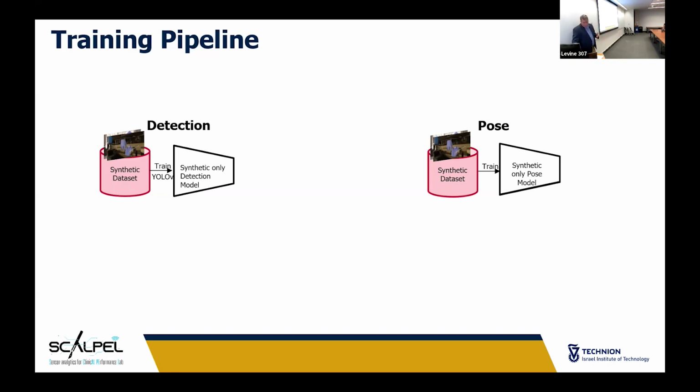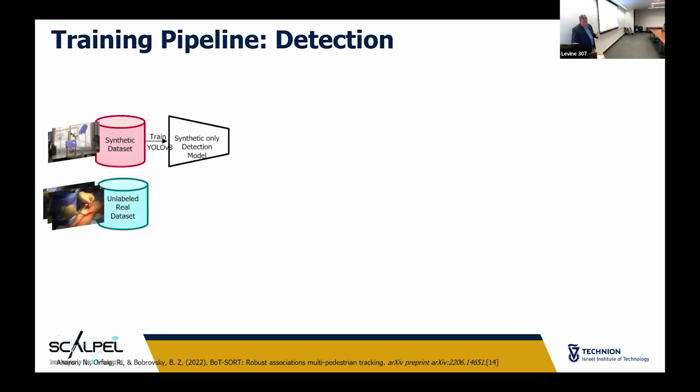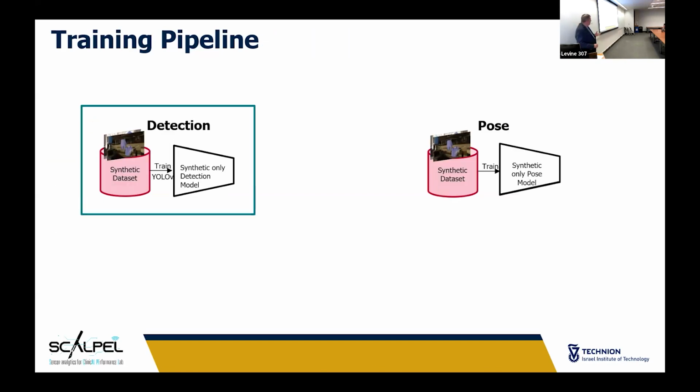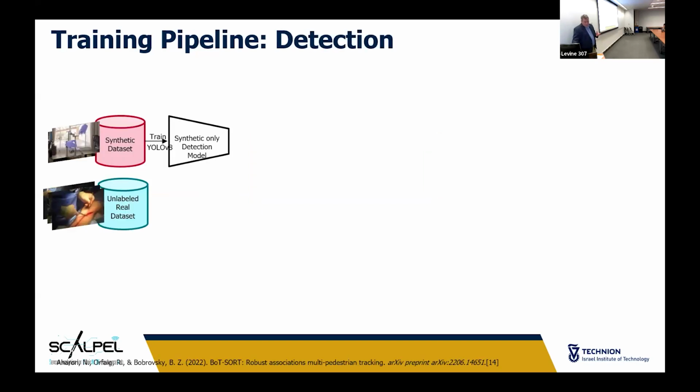So what do we do? First of all, we have a detection model. At the first phase, the detection model is trained only on synthetic data. That's our basic training of our tool detection model. Again, tool detection is getting a bounding box on the tool. The first phase of the detection model is based on only synthetic data.